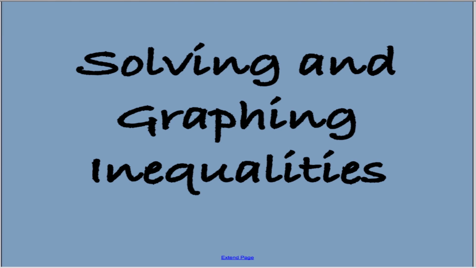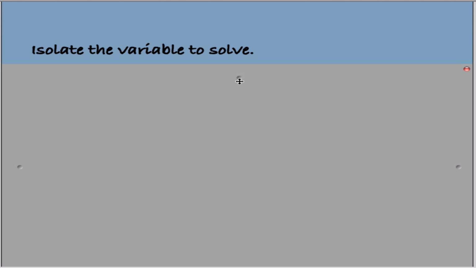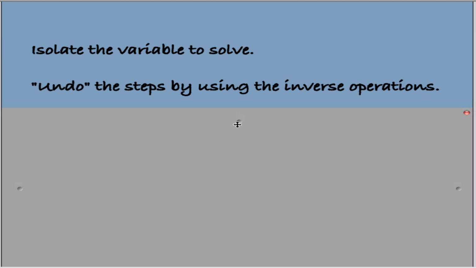To solve inequalities, we want to go through the same steps that we did with equations. The first thing is that our goal is to isolate the variable. So we still want to get the variable, the letter, on one side of the inequality symbol and all of the numbers, the other stuff, on the other side, and that gives us our solution. We want to do that by undoing the steps that are there using inverse operations.